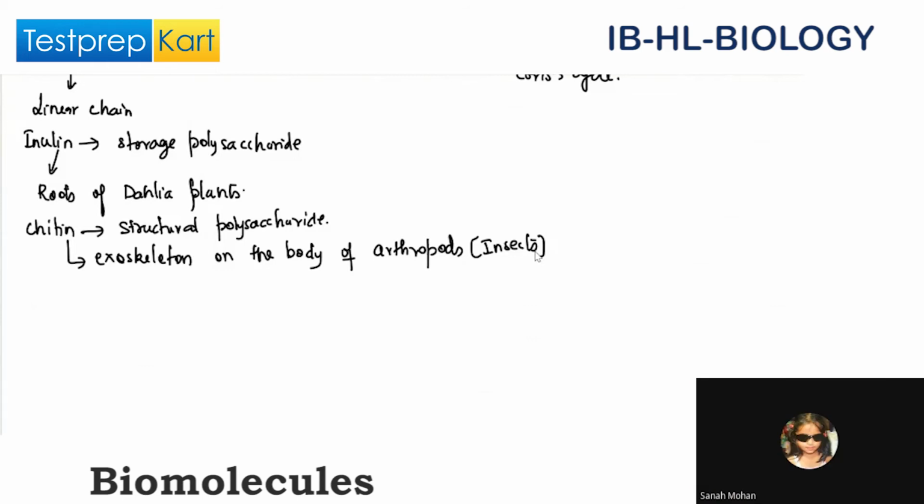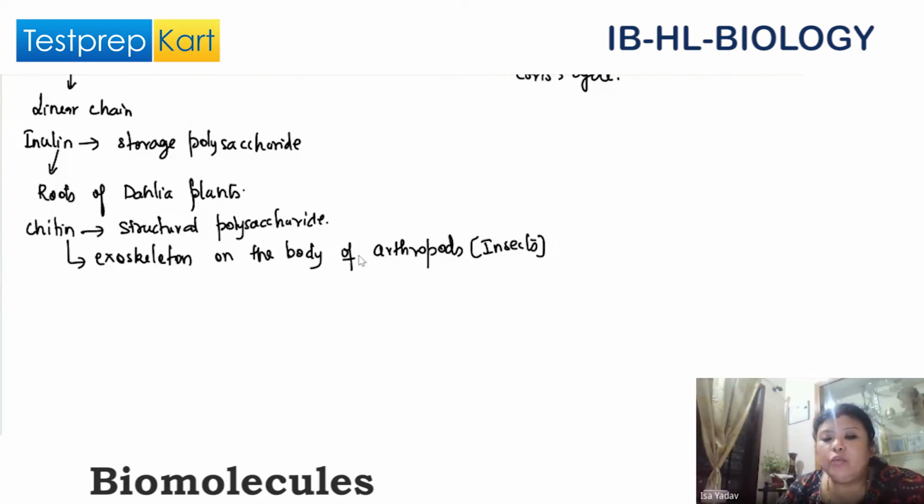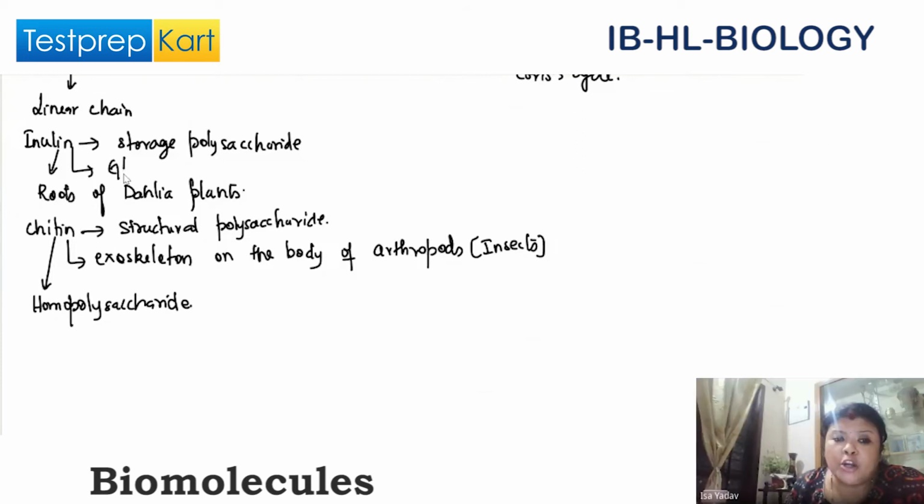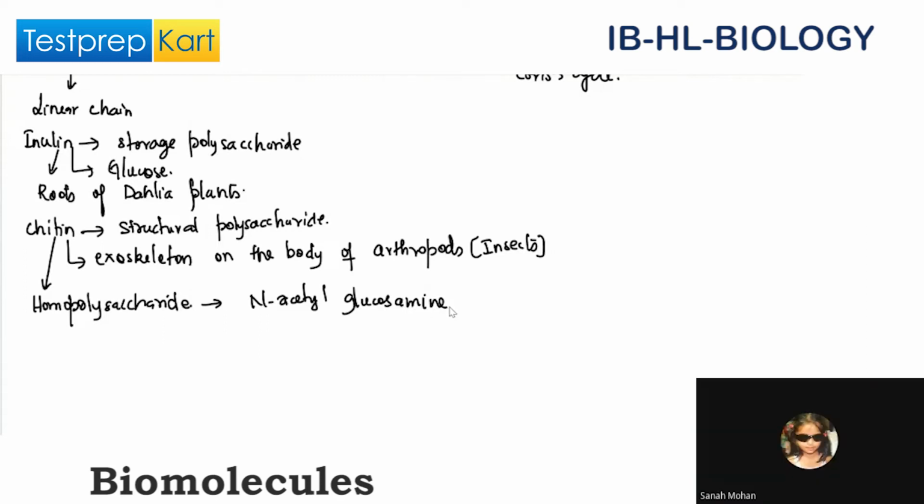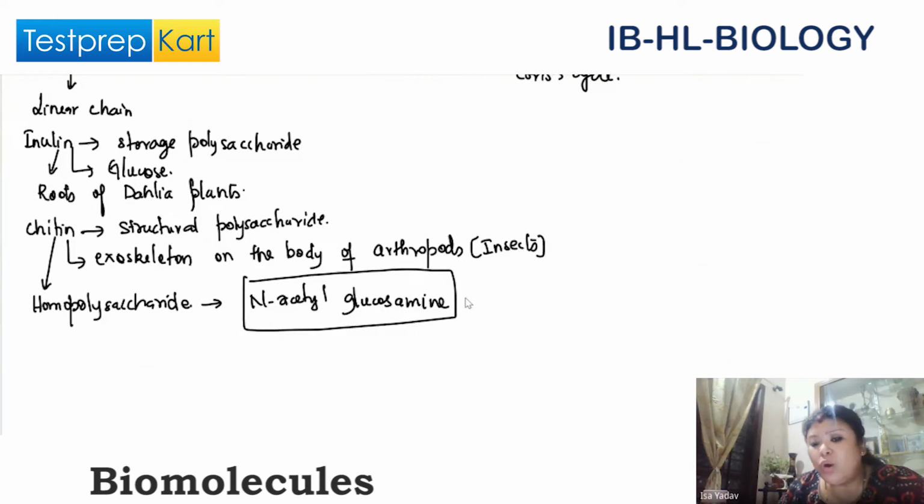Is this clear? Exoskeleton on the body of what? Arthropods. Now, chitin, structural polysaccharide. Chitin is a homopolysaccharide. It is made up of similar units. One more thing: inulin is made up of many units of glucose. Chitin is a homopolysaccharide made up of a similar unit. And what is that unit? It is made up of N-acetyl glucosamine, otherwise called NAG.